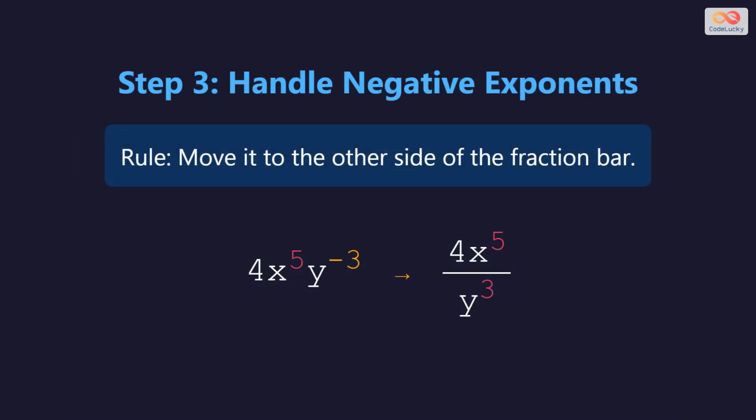Step 3 is often the final step, handling negative exponents. In algebra, a simplified answer usually cannot contain negative exponents. The rule is simple. If a term has a negative exponent, move it across the fraction bar. Here, y to the negative 3 moves to the denominator and becomes y to the positive 3. The 4x to the 5th stays on top because those exponents were already positive.